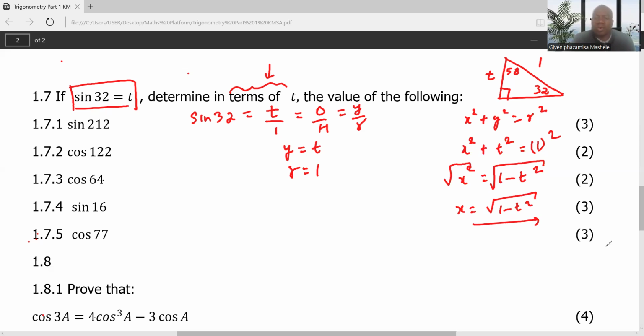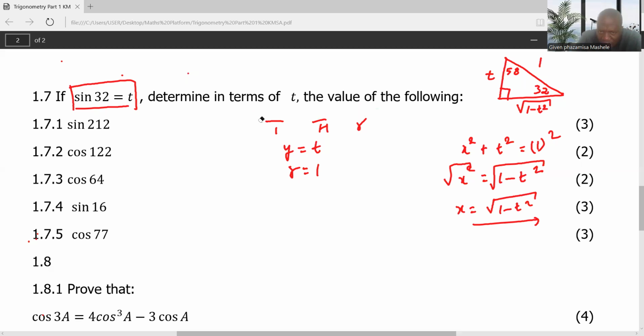Okay, now we know that in our right angle triangle, we have all the information. So now you understand how we got this. So now we know the adjacent there. The adjacent is the root of 1 minus t squared, so we must write this. We expanded sine 32 as a fraction, then we had our right angle triangle. I believe now you are following. So let me get rid of this now.